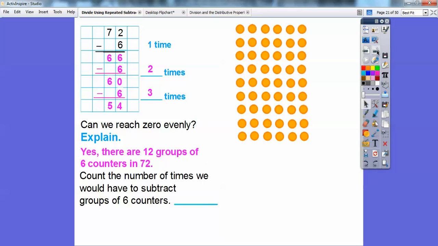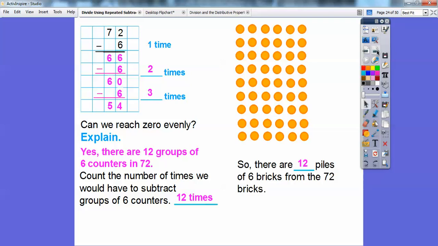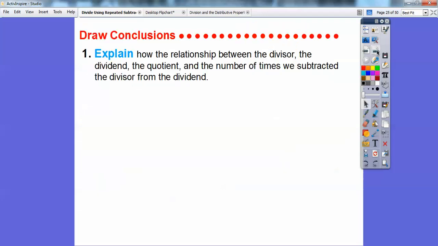Okay, so count the number of times we would have to subtract groups of 6 counters. We would have to do it 12 different times. So therefore, you guys, there are 12 piles of 6 bricks inside of 72 bricks. So 72 divided by 6 is equal to 12. And remember, 12 times 6 is 72. Remember, division is the opposite of multiplication. But if you forget how to do it, then just subtract multiples of your divisor.